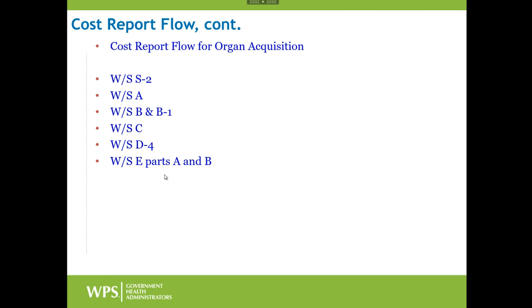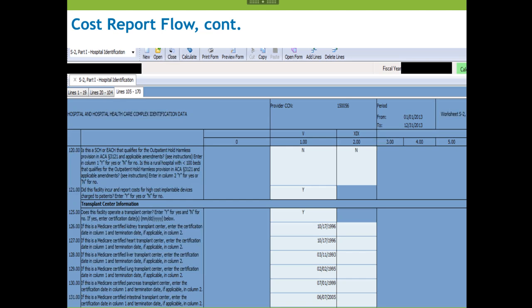We have worksheet S-2, the control questions, worksheet A, which is your working trial balance, worksheets B and B-1, your indirect service costs or your overhead costs, general service costs, worksheet C for your total charges, worksheet D-4, which is the actual organ acquisition settlement worksheet, and then we have worksheets E Part A and E Part B, which is where the organ acquisition pass-through cost will flow to. So first of all, let's take a look at worksheet S-2.